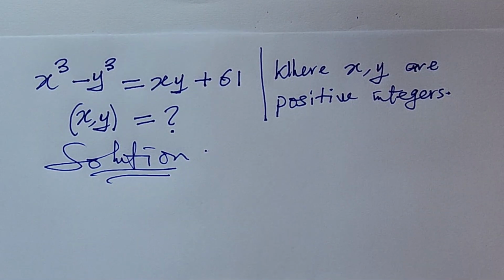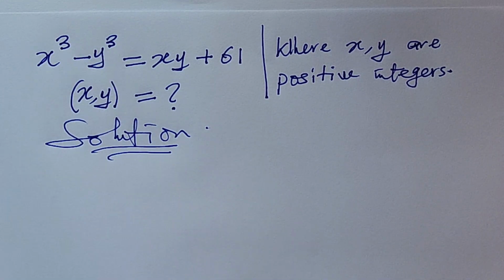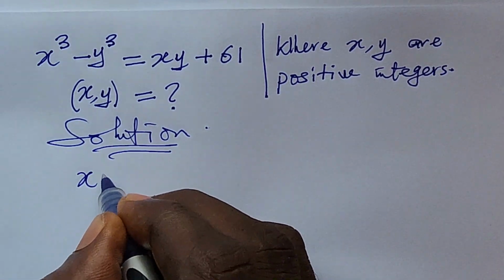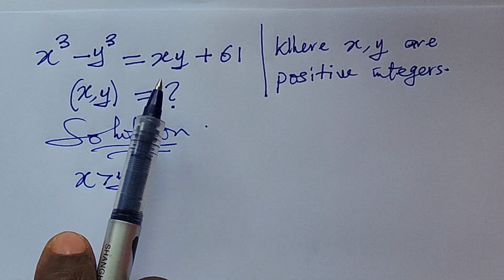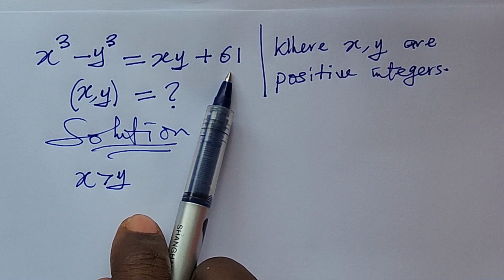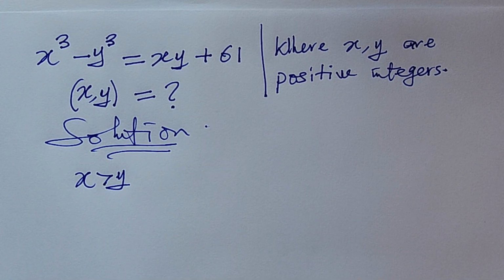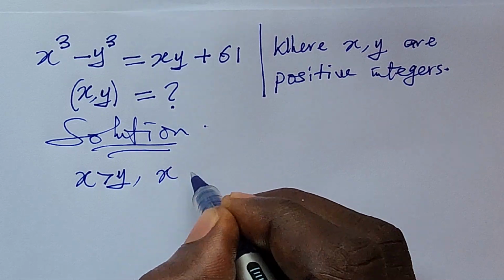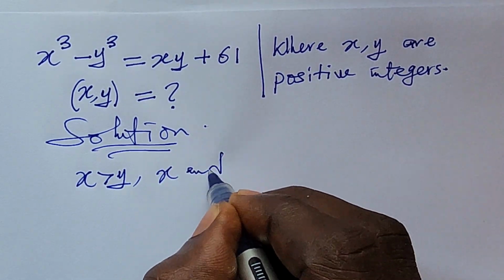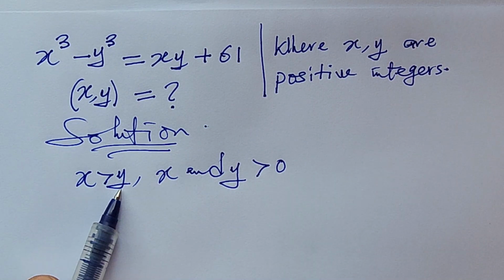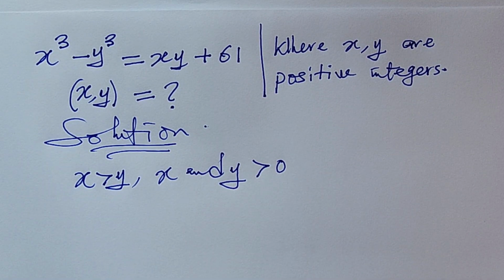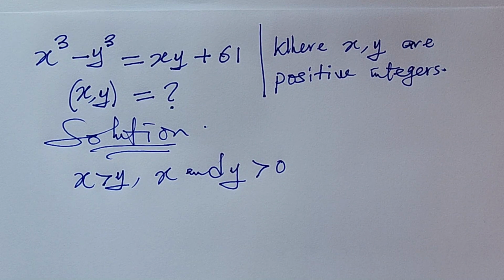So what does that imply? Since both of them have the same powers, it also means that x is greater than y. And again, we are saying the product of this plus this, so it also means that x and y are also greater than 0. So if x is greater than y and x and y are greater than 0, what are the positive integers x and y that will satisfy this expression? So let's go into solving.